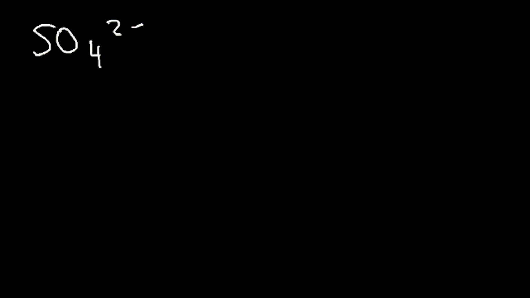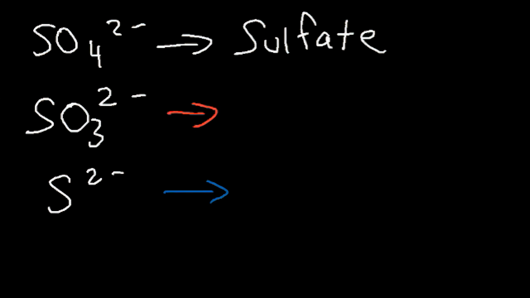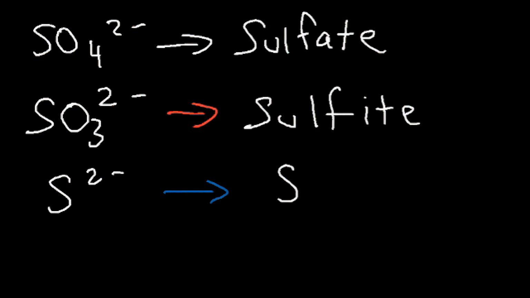SO4 2 minus. You need to know that this is called sulfate. And what do you think SO3 2 minus is called, and S2 minus? Since SO3 has 1 less oxygen than SO4, if SO4 is sulfate, SO3 is sulfite. S2 minus is a monatomic ion, so it's going to have the suffix IDE. So this is called sulfide.